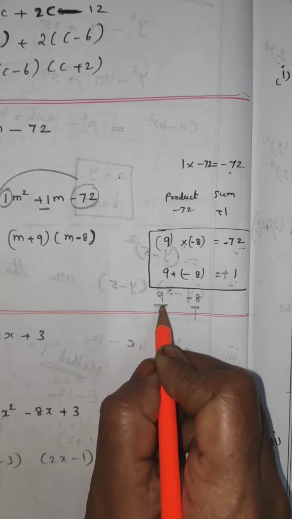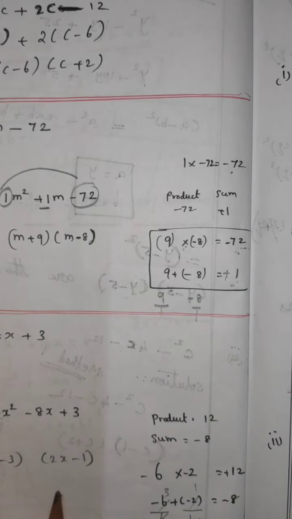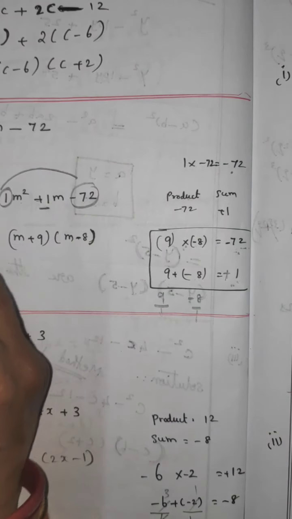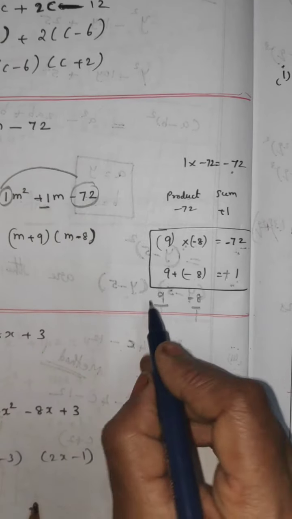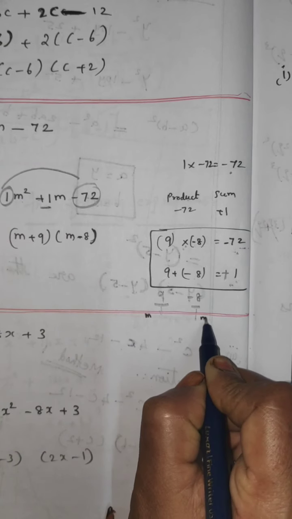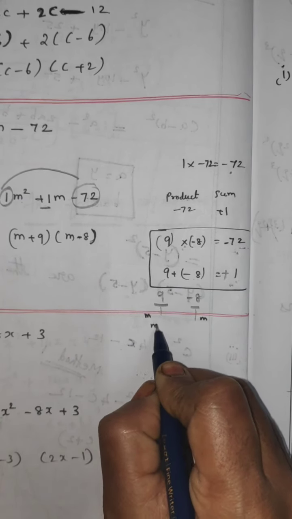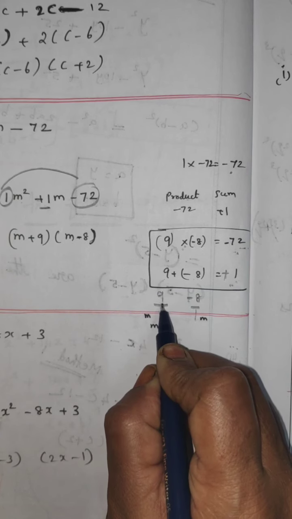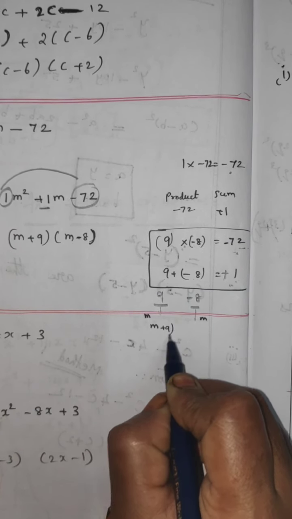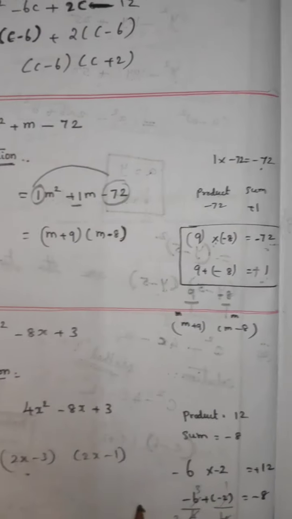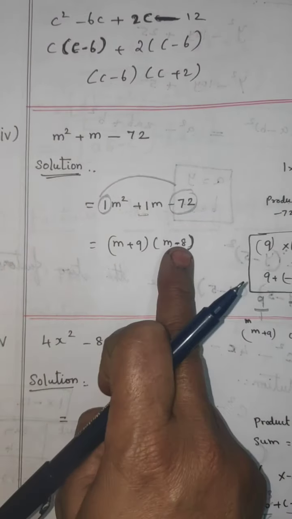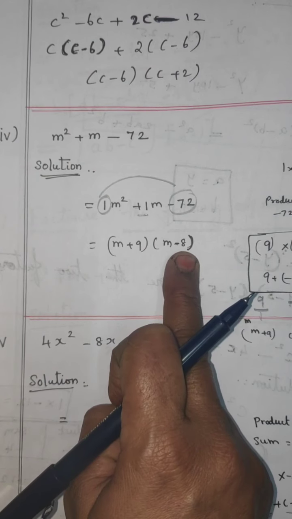Any number divided, what is the answer? Same, only the answer. So here, the variable. Before the sum, what is the variable? C is the variable. Now this sum, what is the variable? M. So for m you write 1 into m equal to what is the answer? M. Here plus 9 or minus 9? Plus 9. M plus 9, m minus 8. Now the factors, what are the factors? M plus 9 into m minus 8 is the answer.